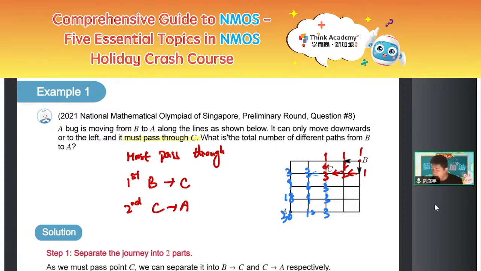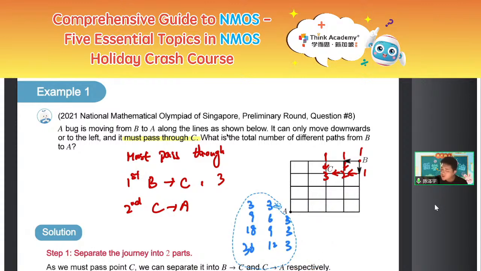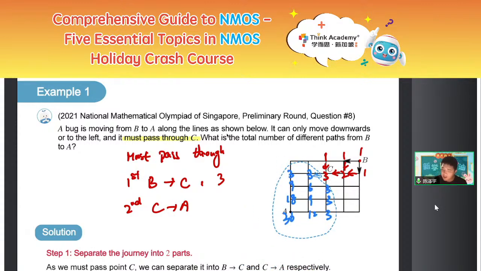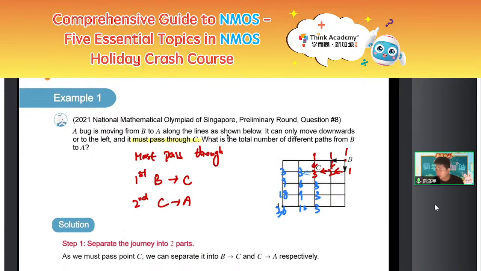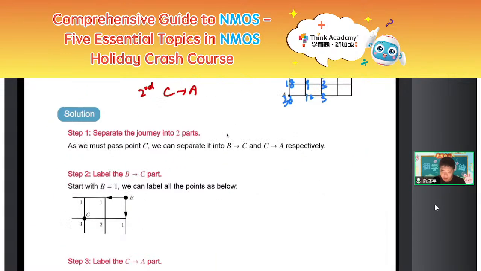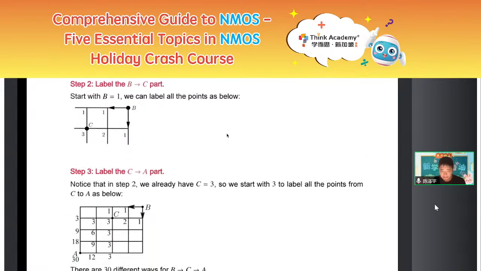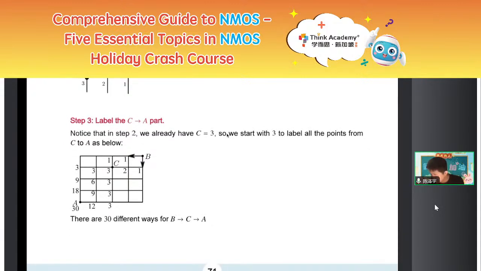But I see somebody says, well, B to C times C to A is the answer. Yes, that is correct. If we break down into 2 parts, you'll see that for this one we have 3 ways. And if you consider these two separately, completely separately, then you have 10 ways for this one. That's 3 times 10. Also works. All right, so this is just the number labeling method.